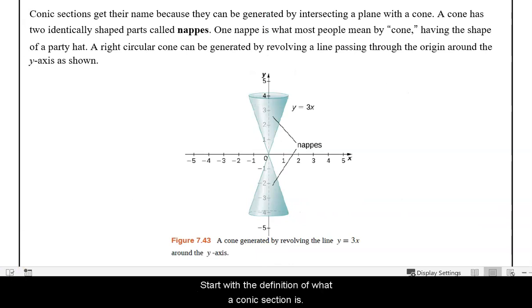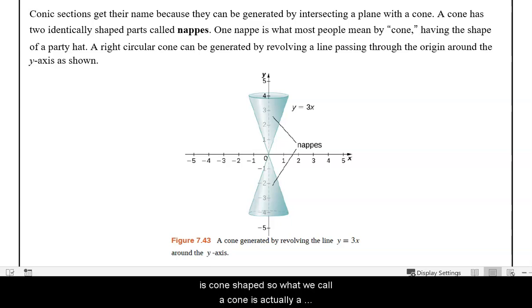We'll start with the definition of what a conic section is. Many people wonder, how did a conic section even get its name? Why do we call them conic sections, since parabolas and circles and ellipses don't look like cones? The reason is because they do come from something that is cone-shaped.